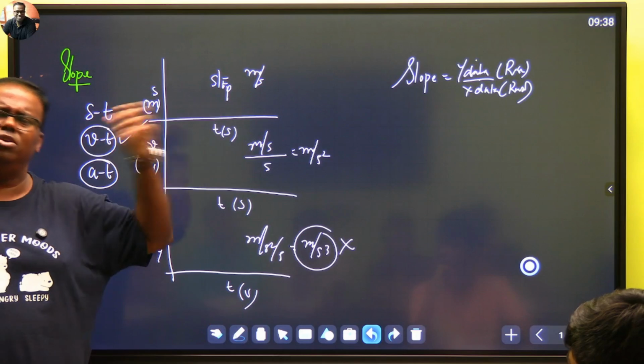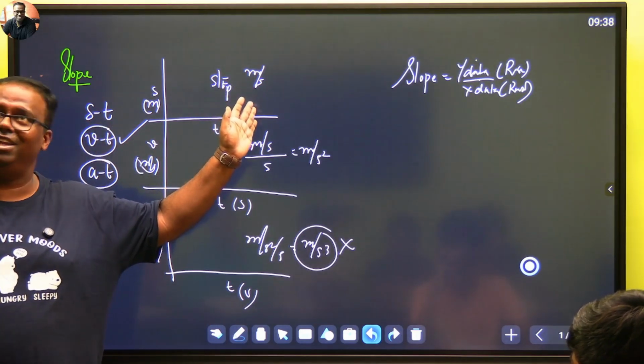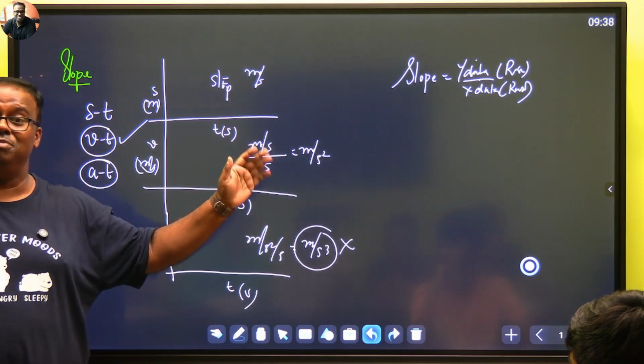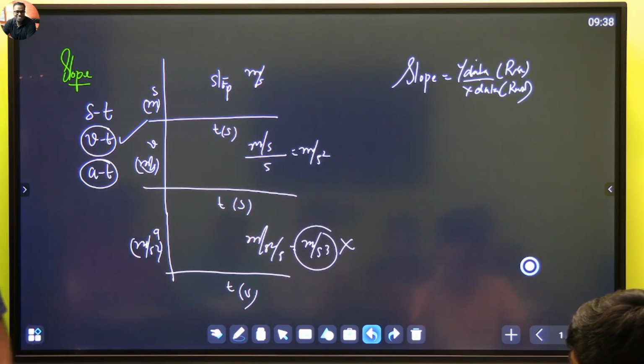ST graph, if you forget, also remember: ST graph, meter over second, means velocity. VT graph, meter per second square, means acceleration. AT graph does not give us anything.